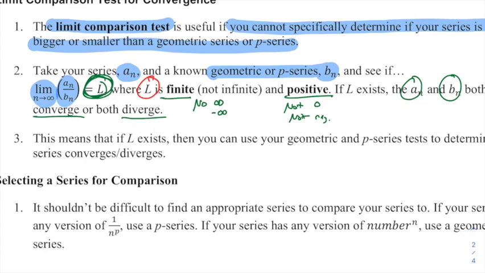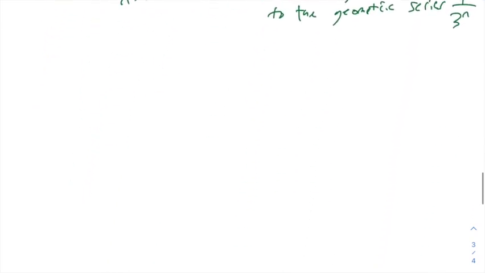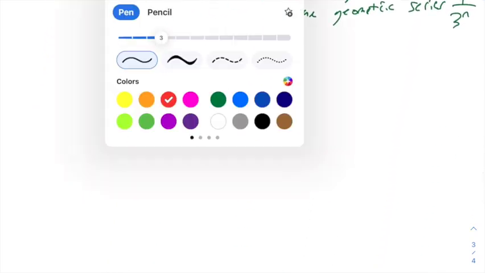Okay, so what does that all mean? Well, this means that if the limit does exist, then you can use your geometric and p-series test to determine if your actual series converges or diverges. So let's look at an example of this one, and that will pretty much get us through this set of tests, comparison tests.